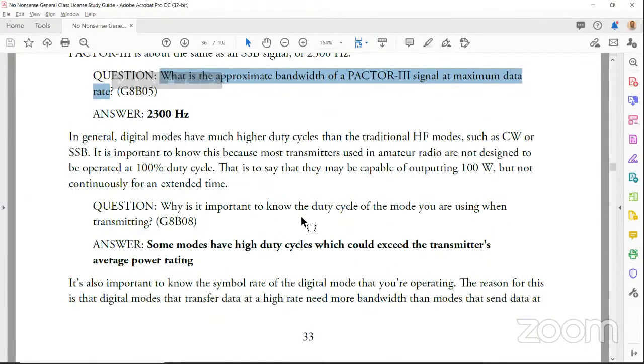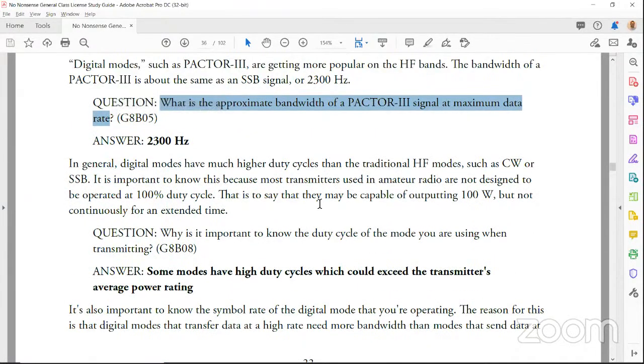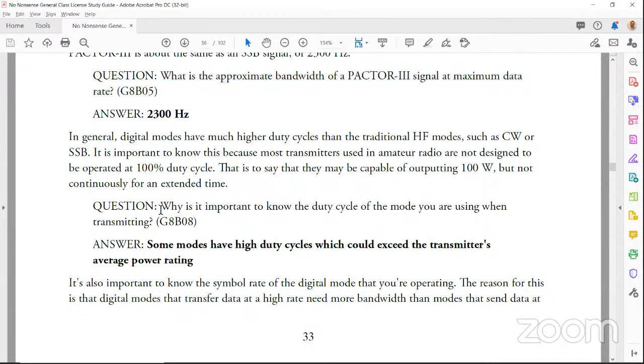What is the approximate bandwidth of a FACTOR 3 signal at maximum data rate? So we did provide that information. It is 2,300 hertz. Right, so next question in the question pool. Why is it important to know the duty cycle of the mode you are using when transmitting?